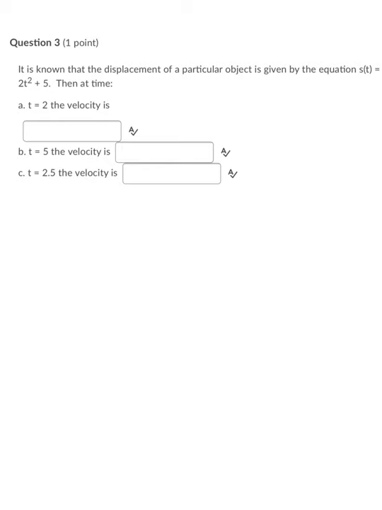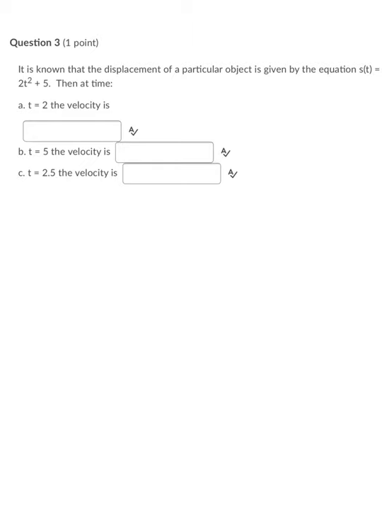Question 3 says, it is known that the displacement of a particular object is given by the equation s of t is equal to 2t squared plus 5. Then at time, it says a, t is equal to 2, the velocity is. So before we can start, we do need to talk about what our velocity function will be.